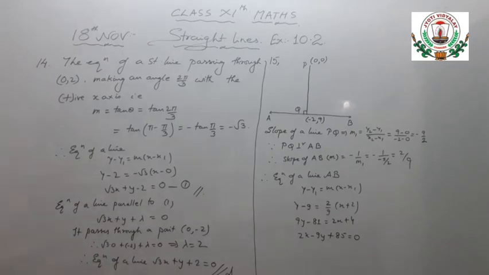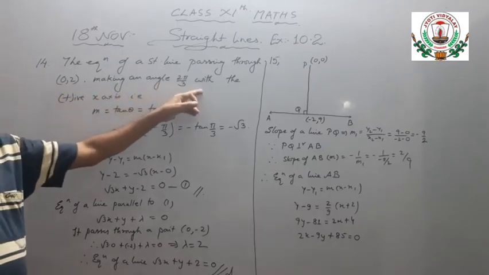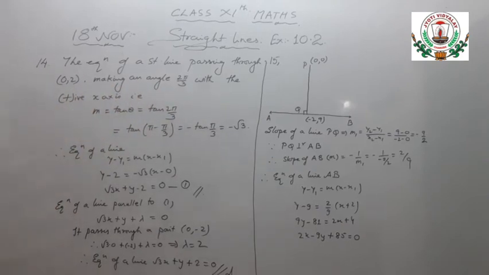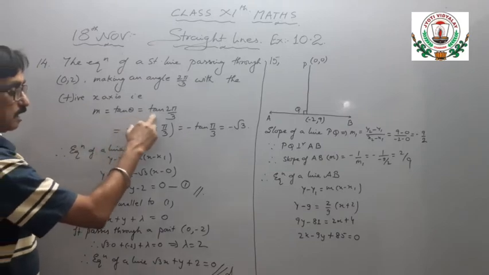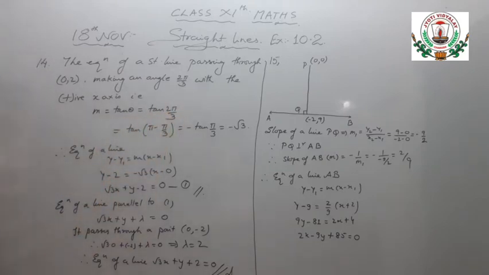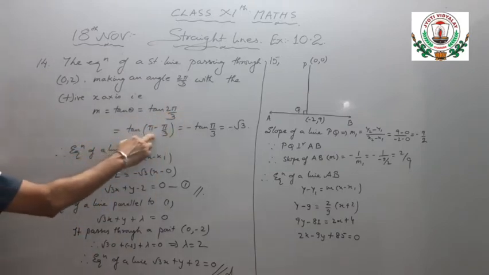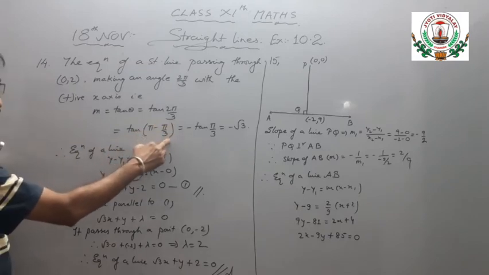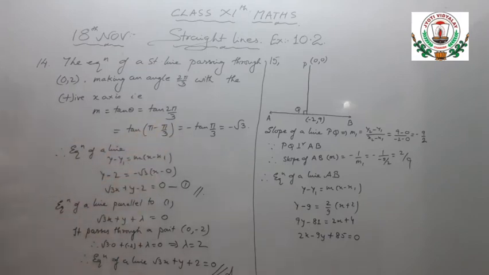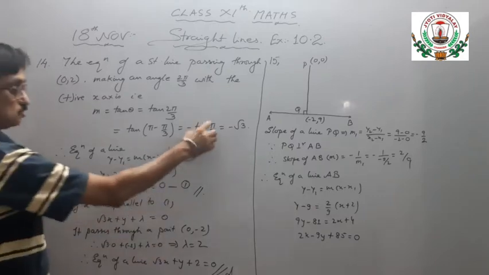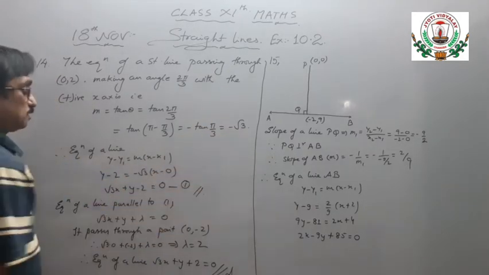So the equation of a straight line passing through the point (0, 2), that is (x1, y1), making an angle θ of 2π/3 with the positive x-axis. So our gradient, that is slope, m is equal to tan θ, tan 2π/3. 2π/3 can be written as tan(180° minus π/3). That becomes, tan(180° minus θ) is minus tan θ, and tan 60 degrees is root 3, so it becomes minus root 3.